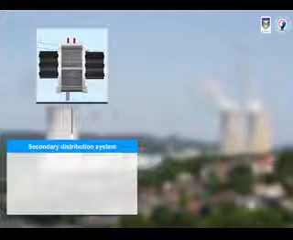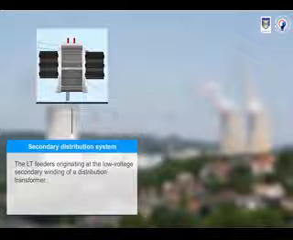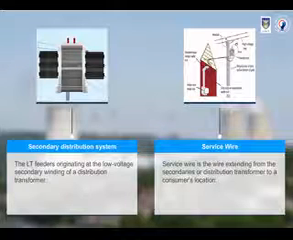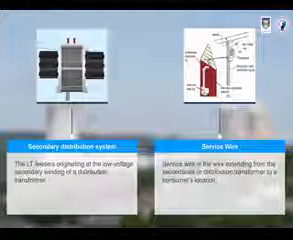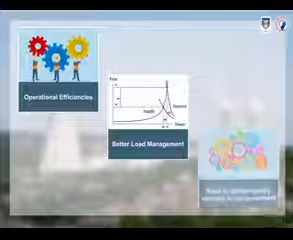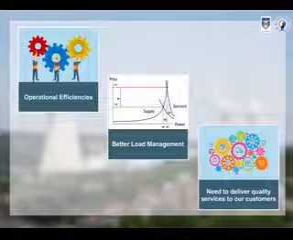Secondary distribution system includes the LT feeders originating at the low voltage secondary winding of a distribution transformer. Service wire is the wire extending from the secondaries or distribution transformer to a consumer's location. Through greater operational efficiencies and better load management, we need to deliver quality services to our customers.